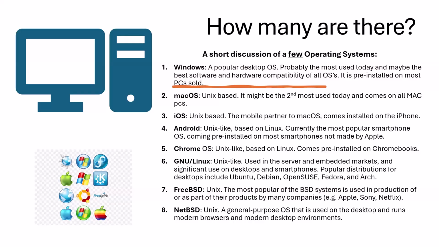FreeBSD, Unix-based. It's the most popular BSD system. BSD is Berkeley Software Distribution. It's where it came from. NetBSD is another variant of BSD. It's a general purpose OS that's used on many desktops, and it can run modern browsers and has a modern desktop environment.